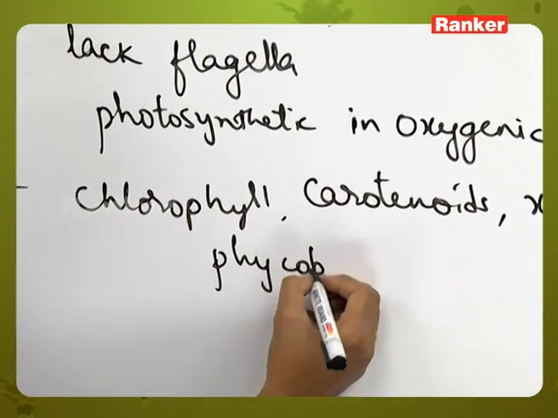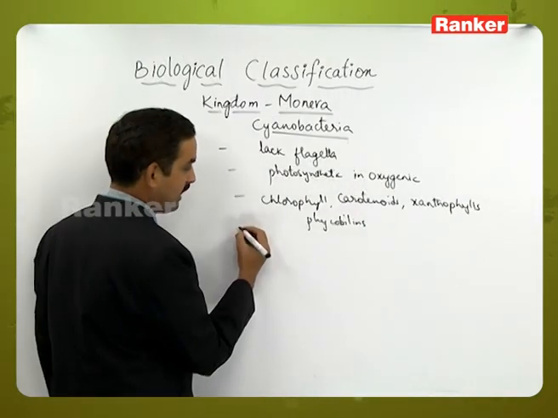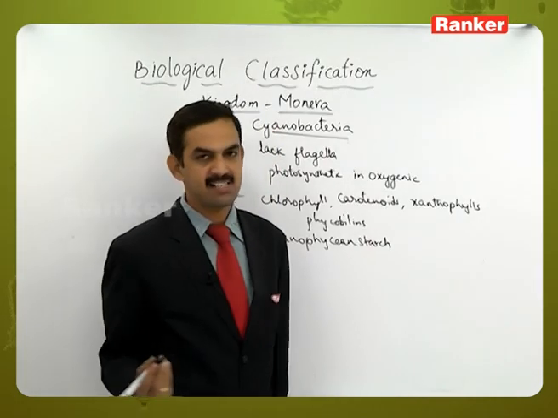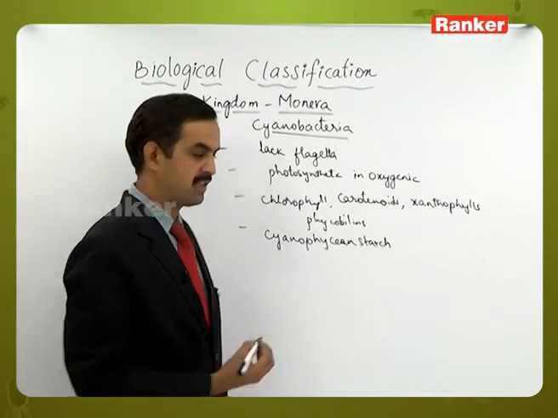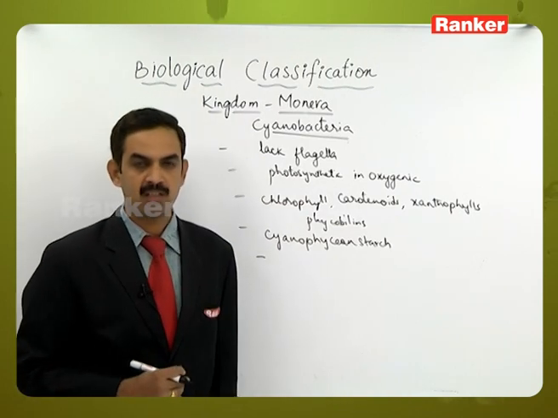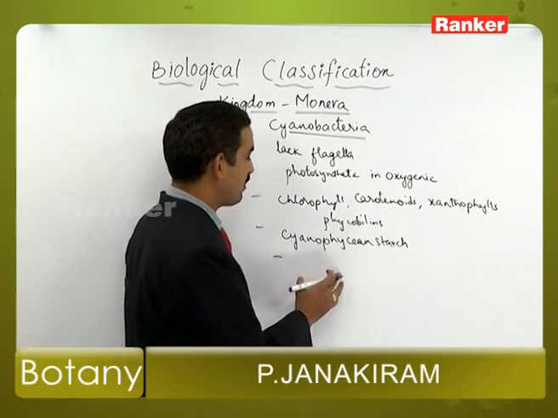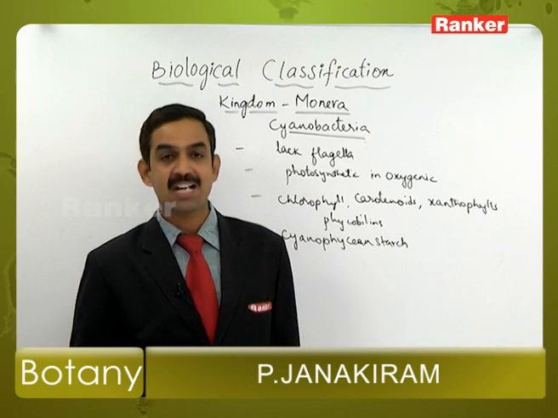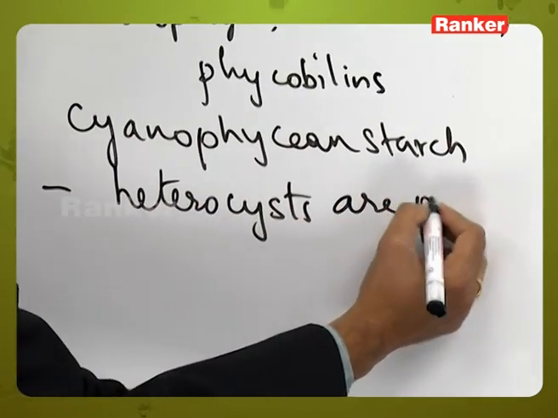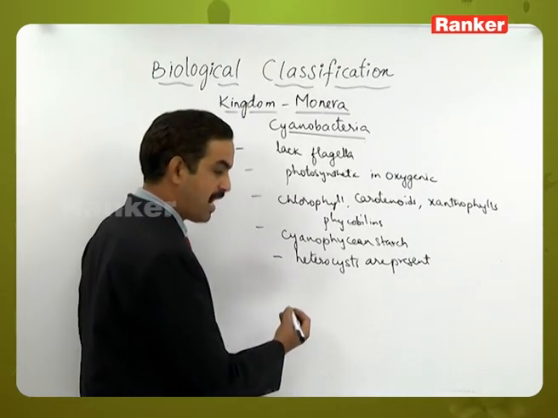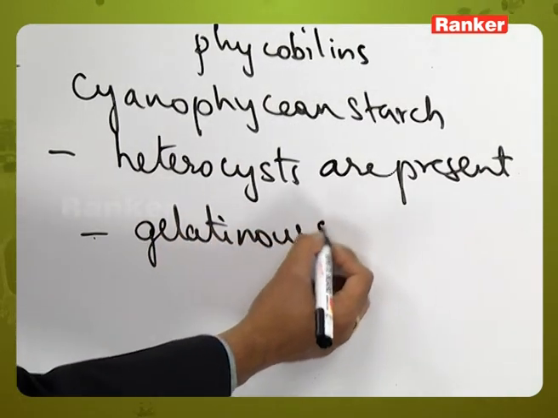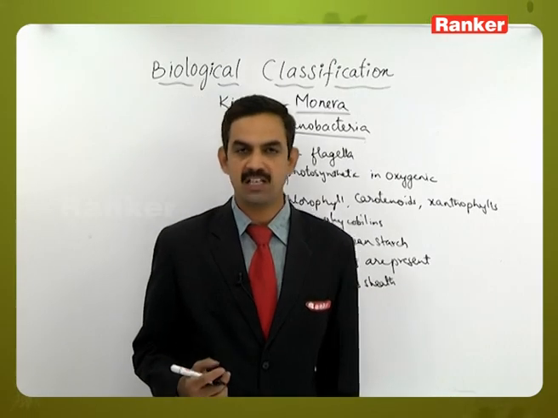Apart from that, they have a unique type of pigments called phycobilins, and they have cyanophycean starch as reserve food material, whereas in bacteria they have glycogen as the reserve food material. This is how cyanobacteria differ from the normal eubacterial structures. Some of them are also useful in nitrogen fixation, but here they have special structures called heterocysts, which are not present in the normal eubacterial members. Apart from this, they have a covering like a gelatinous sheath around them. So these are some of the characters where the cyanobacteria show variation from the eubacterial members.